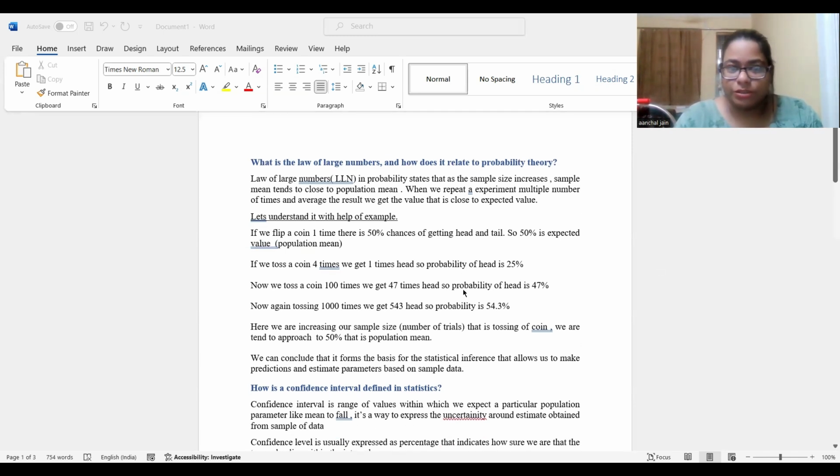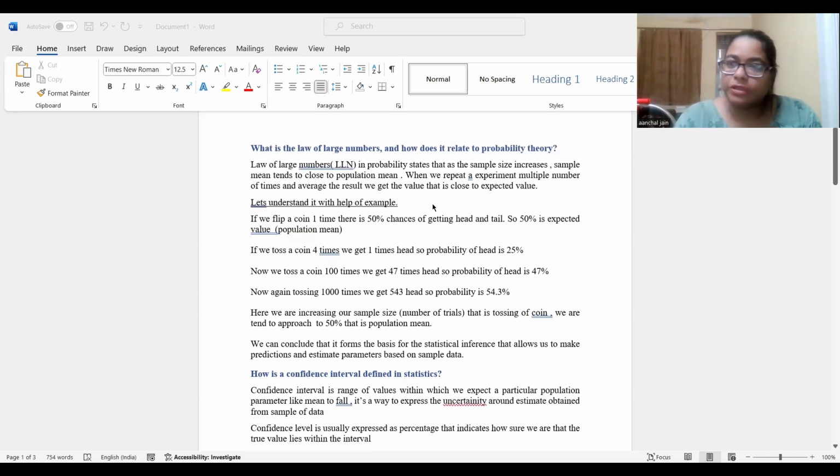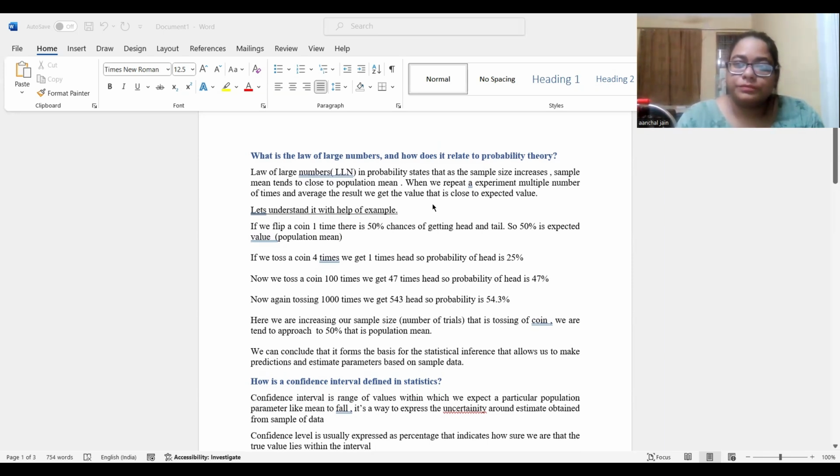So the first question is, what is the law of large numbers and how does it relate to probability theory? So the law of large numbers, it is denoted by double N, that is the short form. It states that whenever the sample size increases, the sample mean will tend to close to the population mean. Means whenever we are increasing the sample size, the sample mean will be moving forward to the population mean, but it will be more close. The value of the sample mean will be more close to the value of the population mean.